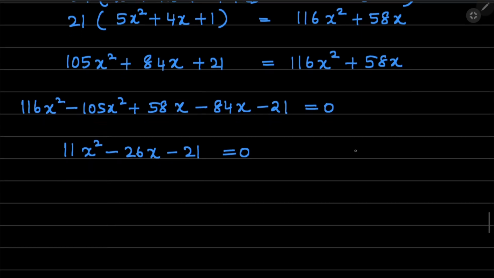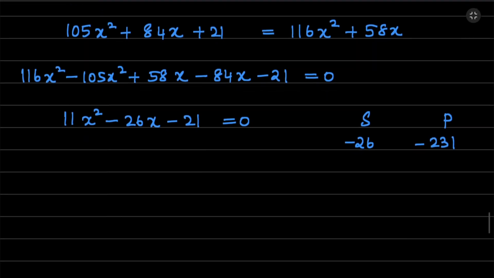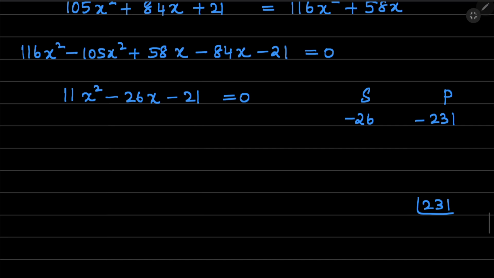Now let us take our sum and the product. Sum will be minus 26. The product will be minus 231. Okay. So here, if you take 231, you cannot divide it by 2 or 3. 5 is not possible. Let's try it with 7. So 7 3s are 21, again 3. Okay, again 3 11s are 33. So these are the two numbers.